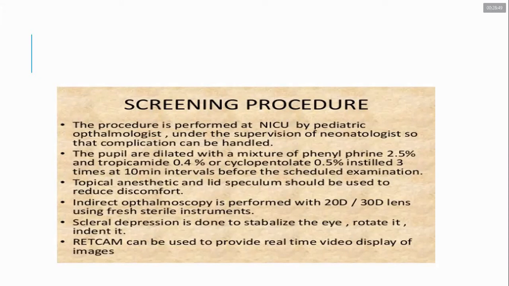So we have a direct ophthalmoscope, and we have an indirect ophthalmoscope, which is performed with a 20 diopter or 30 diopter lens. Use a fresh sterile instrument, and scleral depression is done to stabilize the eye, rotate it, and indent it. RetCam can be used to provide a real-time video display of the images. So the screening procedure is very important, and how to screen is summarized in these points.